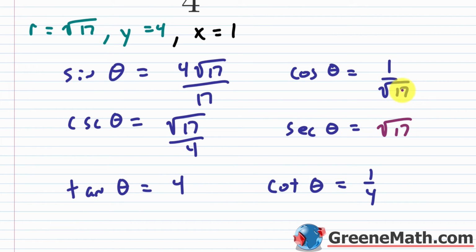For the cosine, you would rationalize the denominator. You'd multiply by the square root of 17 over the square root of 17, and that's going to give you the square root of 17 over 17. Your sine of theta is 4 times square root of 17 over 17. Your cosine of theta is square root of 17 over 17. Your cosecant of theta is the square root of 17 over 4. Your secant of theta is the square root of 17. Your tangent of theta is 4. And your cotangent of theta is 1/4.